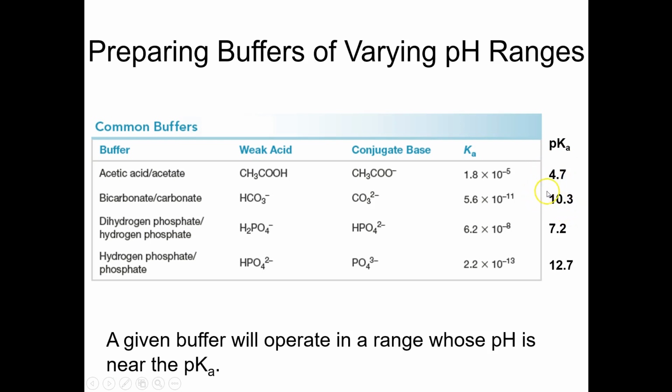Bicarbonate carbonate makes a buffer that would cover a range between, say, 9 and 11. Dihydrogen phosphate, monohydrogen phosphate would give you a buffer that would operate from, say, 6 to 8. And hydrogen phosphate phosphate would give you a buffer that would operate between, say, 12 and 14. That's a really high pH to buffer something in. We tend to want to buffer things in ranges between 3 and 11 or 3 and 10, so this is not a typical buffer system that you would use.